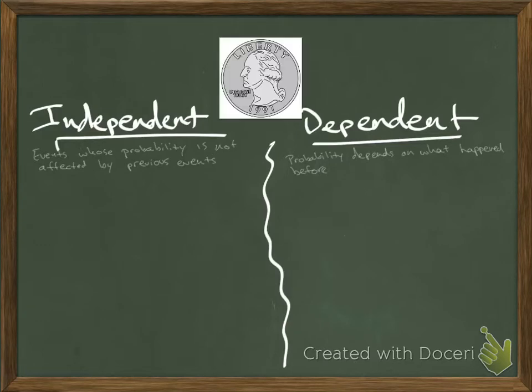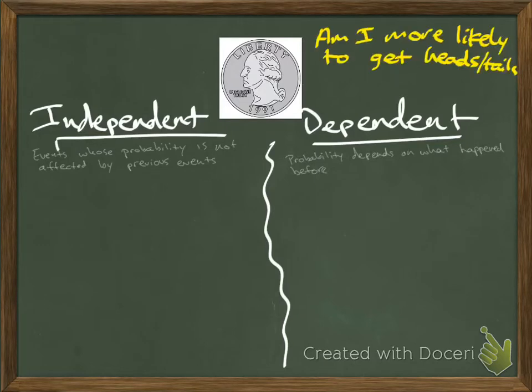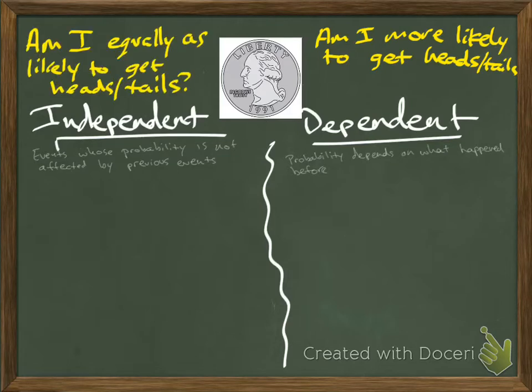Let's start with flipping a coin. Let's pretend for a moment that I have a quarter and I flip a quarter and I got a heads on my quarter. If I flip that quarter a second time, am I more likely to get heads again or to get tails? Or am I equally as likely to get heads or tails? If I'm more likely to get a specific outcome, well, that means it's dependent. And if I'm equally as likely to get a specific outcome, that means that it's an independent event.